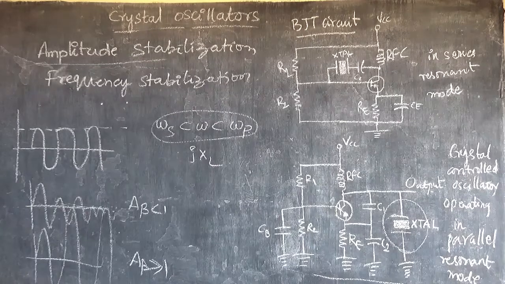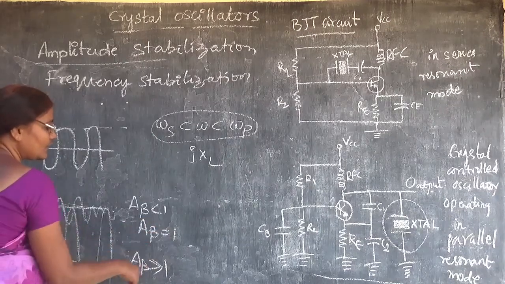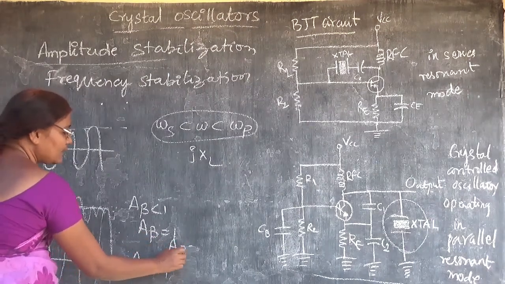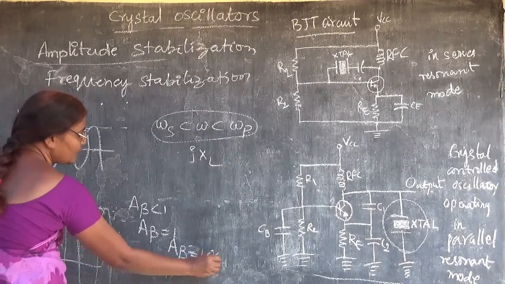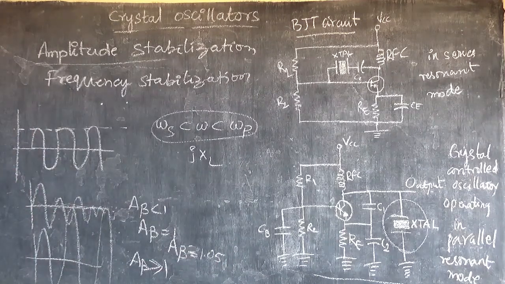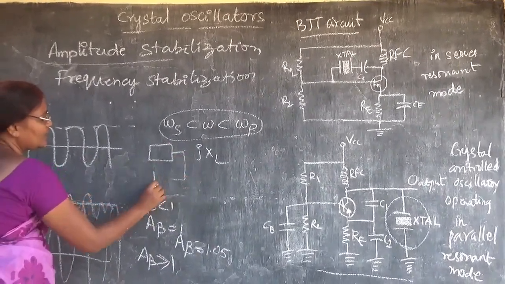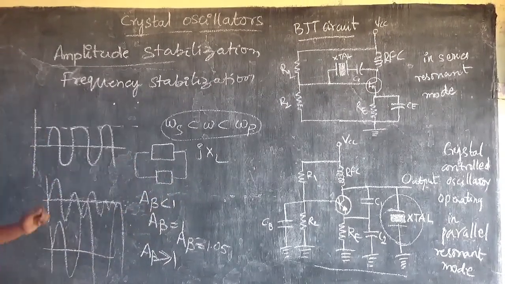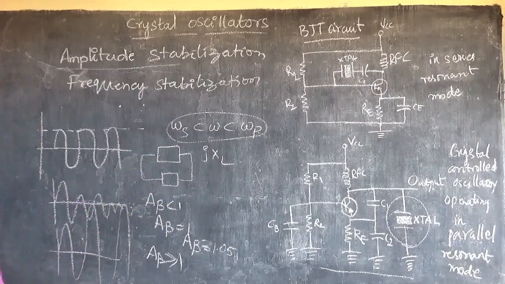And what is the practical situation? In the practical situation, to satisfy the Barkhausen criterion, what will we take? We will not make A beta equal to 1, but we will make A beta slightly greater than 1, like 1.00, 1.05, like that. So if it is slightly greater than 1, what happens? You will have the basic amplifier block here, and you will have a feedback block here. The output of the feedback network will be connected to the basic amplifier as an input.